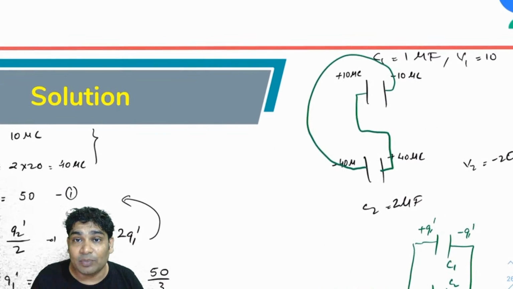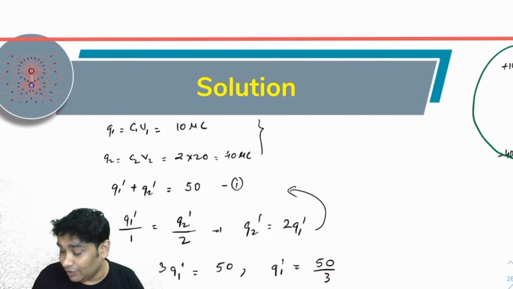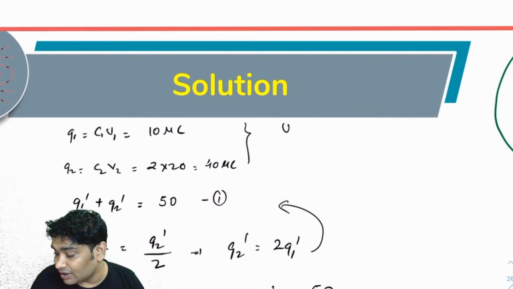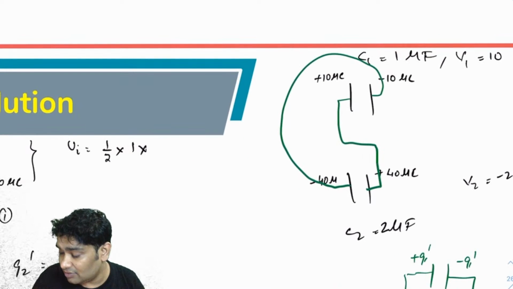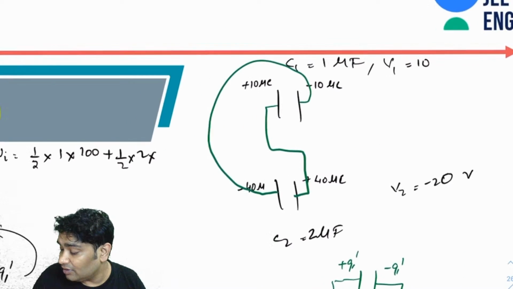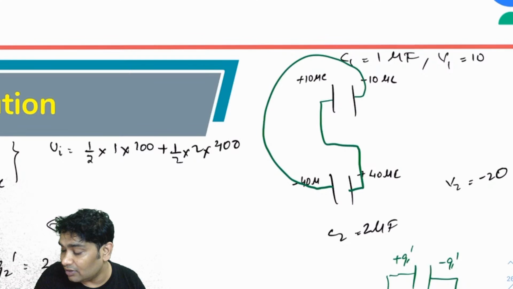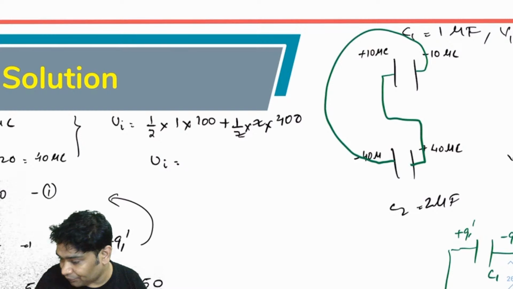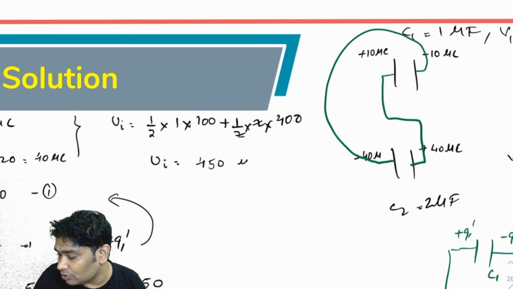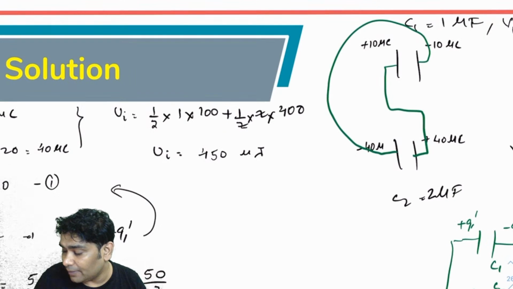So the initial energy stored would be half C1 V1 square plus half C2 V2 square. So half C1 V1 square, C1 was 1 into V1 was 10 squared, plus half C2 into V2 square. So that is 400. So initially, the initial energy was 450 microjoules.